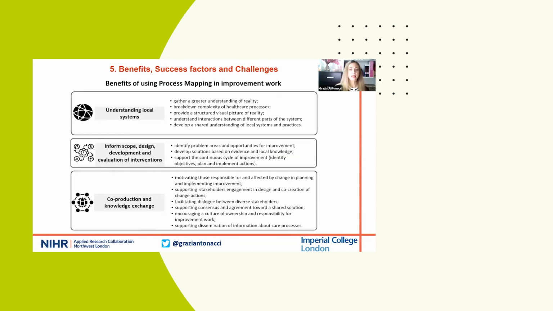We found that process mapping is a key method allowing you to break down the complexity of healthcare processes, to develop a shared understanding of local system and practice, and to provide a structured visual picture of reality. Process mapping allows us to support the continuous cycle of improvement by informing the scope, design, development, and evaluation of interventions. Finally, process mapping is key in supporting consensus and agreement toward shared solutions and motivating people to change. Process mapping has been reported to encourage a culture of ownership and responsibility for improvement work, and this is seen as a useful tool to facilitate dialogue between diverse stakeholders.